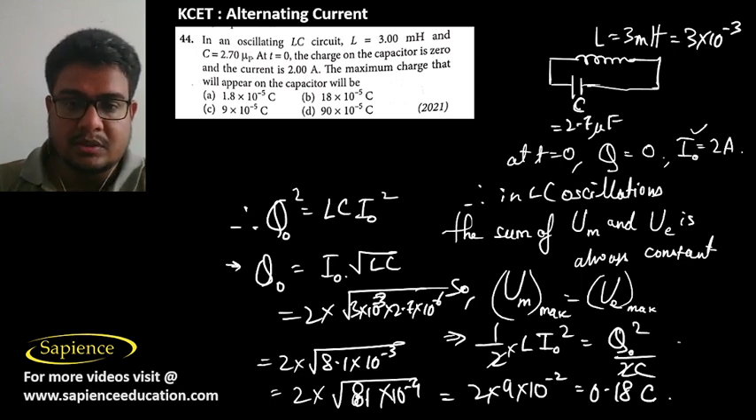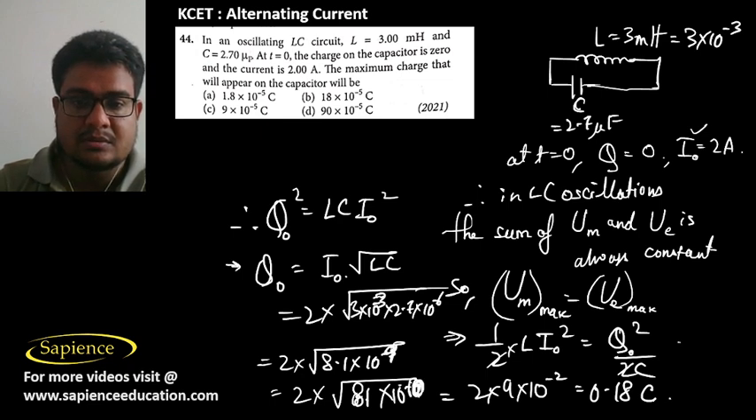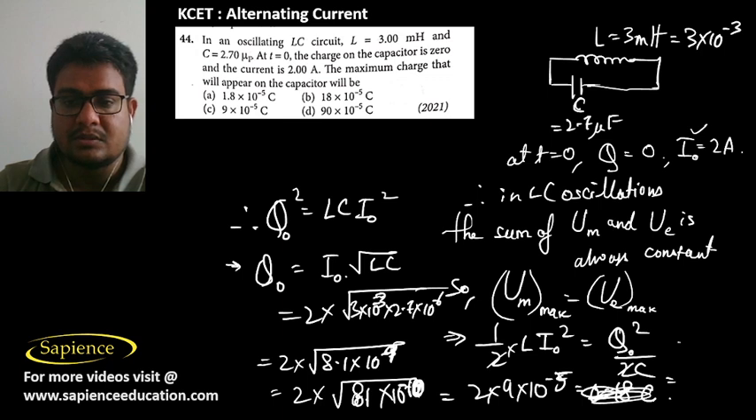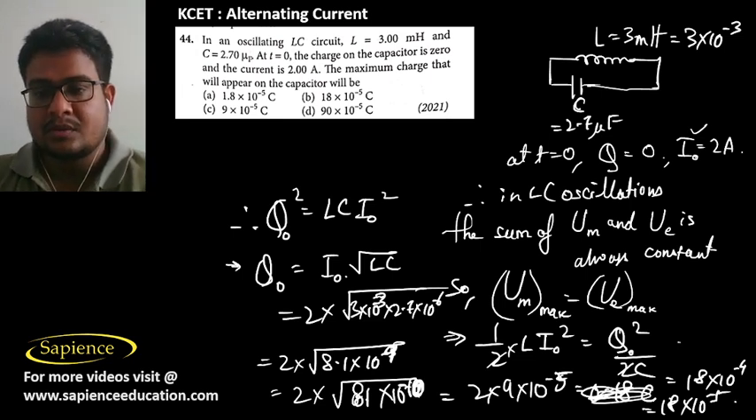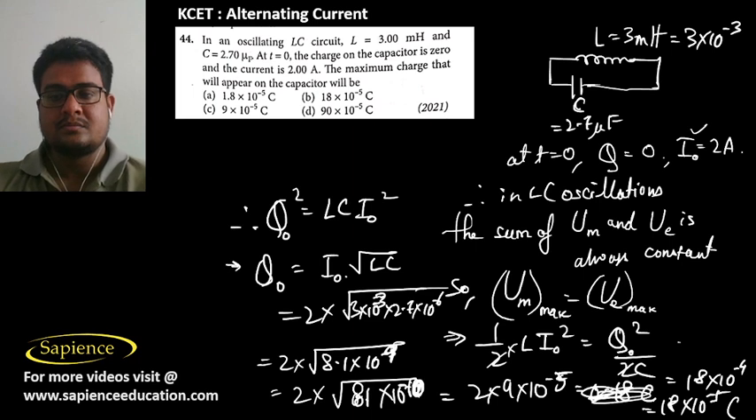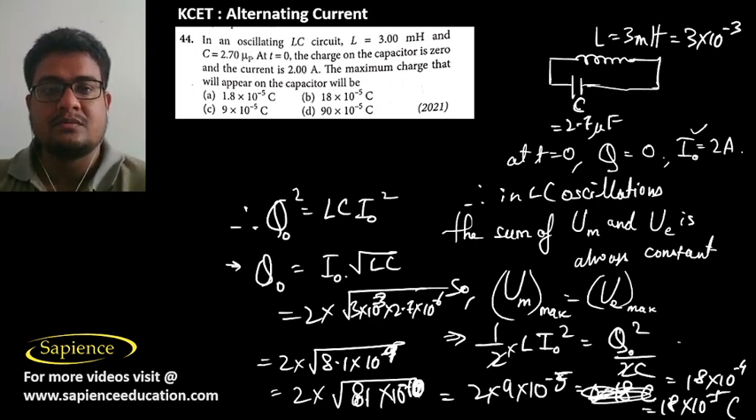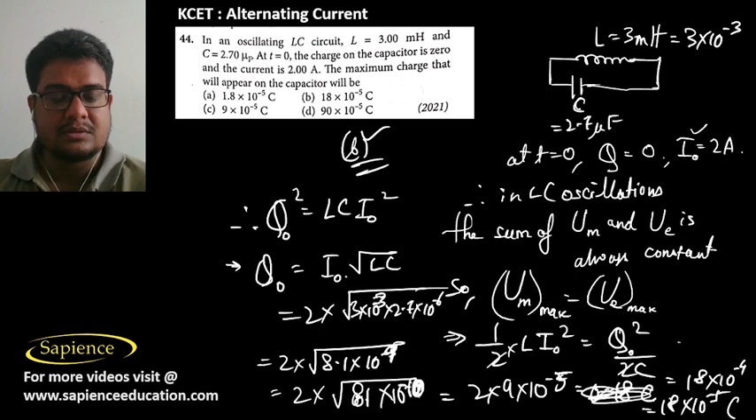This is 10 power minus 3, 10 power minus 9... 18 into 10 power minus 5, or you can say 1.8 into 10 power minus 4. And B is the correct option.